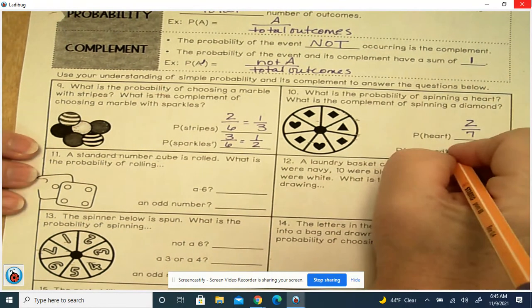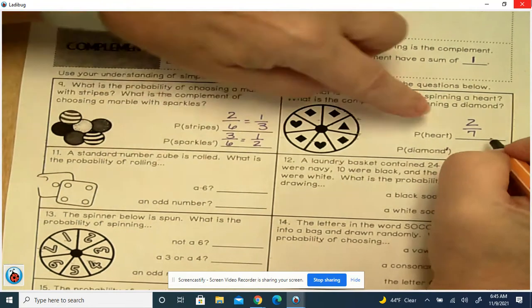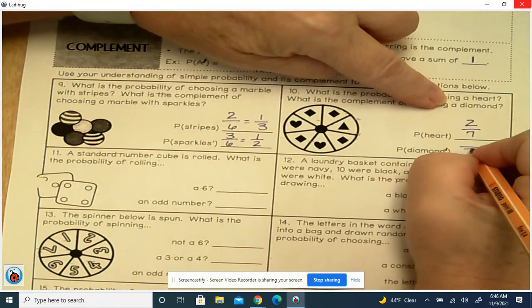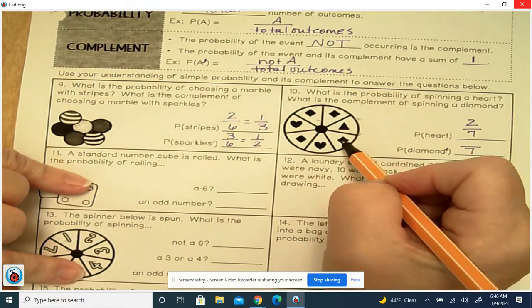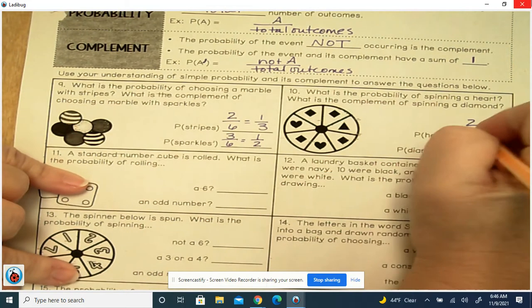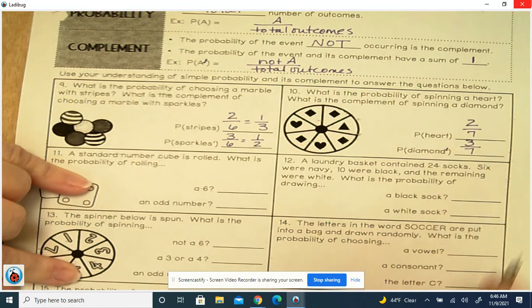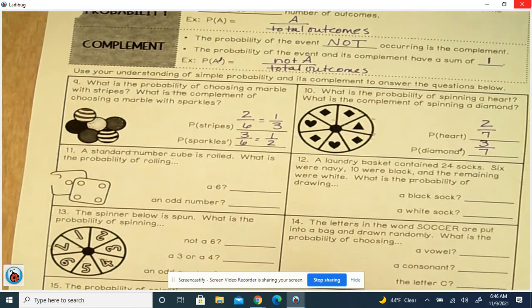What's the probability, and there's a complement here, of not doing a diamond? So we have 7 outcomes and not a diamond. So we've got 1, 2, 3, 4 diamonds. So the probability of a diamond complement is 3/7.